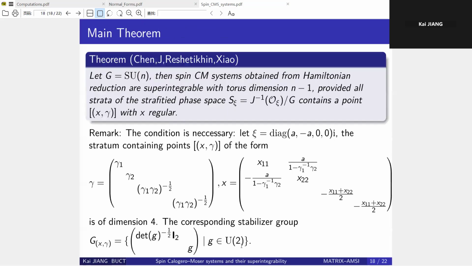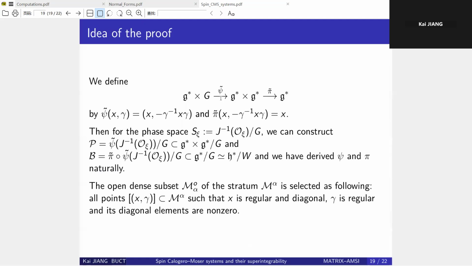And last, this is our main theorem. Still, for the spin Calogero-Moser system, here G equals the special unitary group, obtained from Hamiltonian reduction, the superintegrability still holds. It means that, as I do not have more time, maybe 1 minute, I will use an example to show the result.